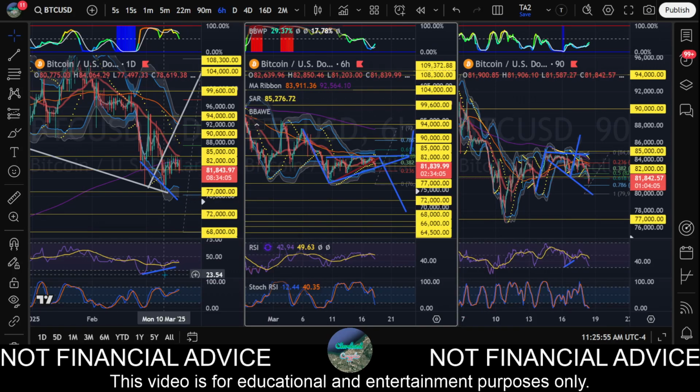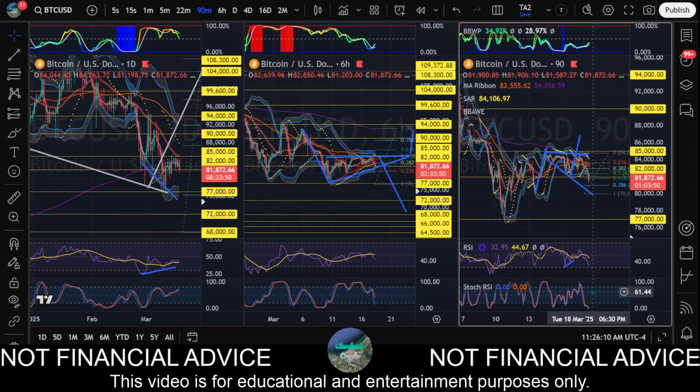We are still seeing this bullish div here on the daily, though, so possibly, maybe, that can drive us to the upside. The Stokes are now in oversold territory here on the 6-hour chart as well, and they're very oversold here on the 90-minute chart as well. So a reversal is possible from here. Very much so.